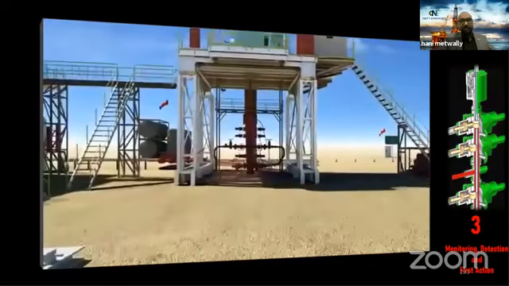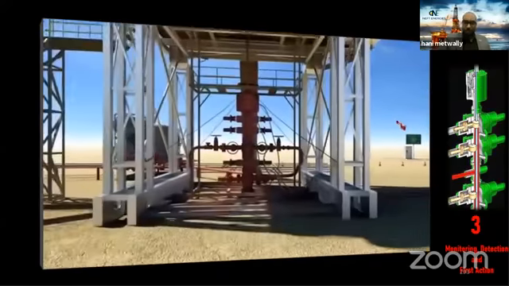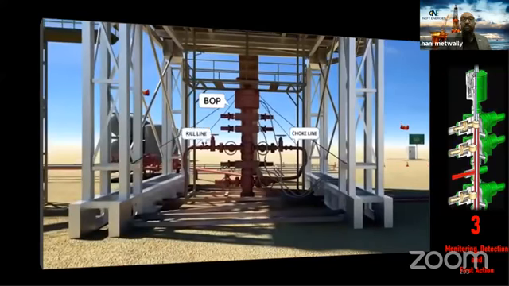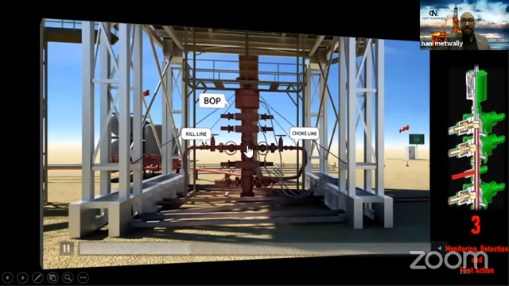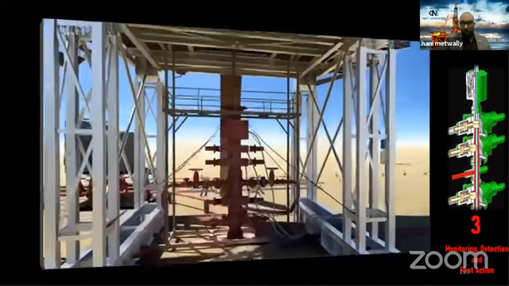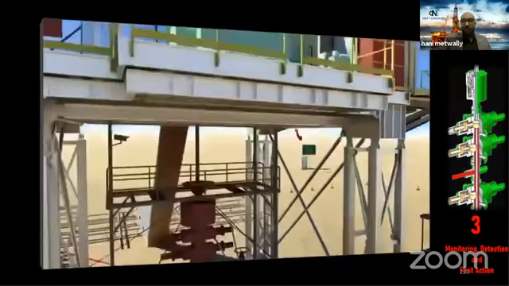Like here, you see, we have a problem, we have a flow. This is our pressure control equipment. We have the kill line and the choke line, to pump from the kill line, and also we can take the return from the choke line. The driller now will take his action. We have a flow, so the driller is ready to take the action.